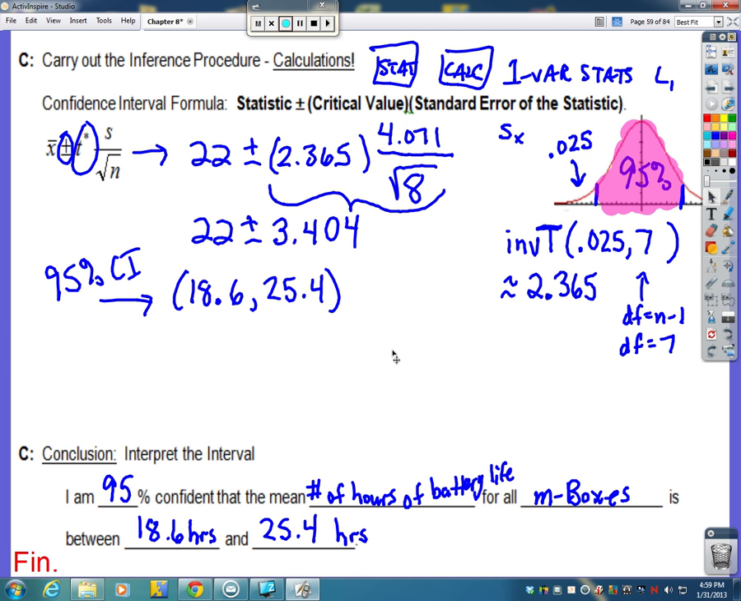And that is all for how to calculate a confidence interval for one mean using T procedures.